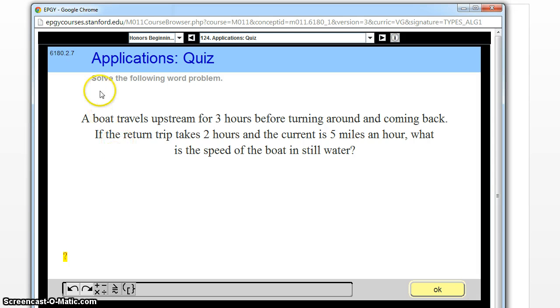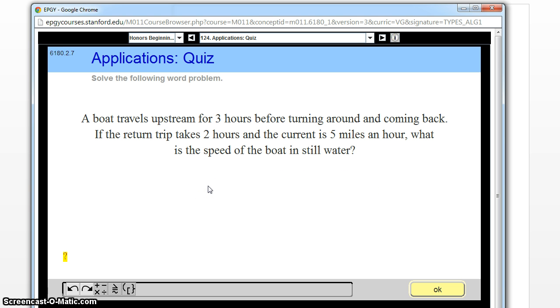Hi, so this video is on upstream downstream problems in the applications quiz. It's a word problem, so let's take a look. A boat travels upstream for 3 hours before turning around and coming back. If the return trip takes 2 hours and the current is 5 miles an hour, what is the speed of the boat in still water?